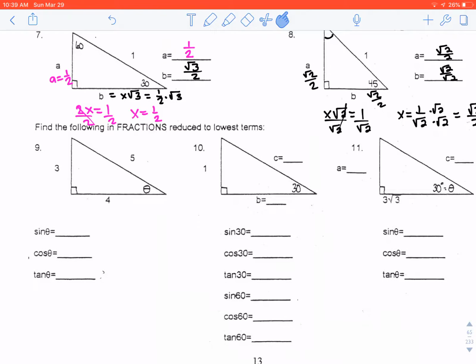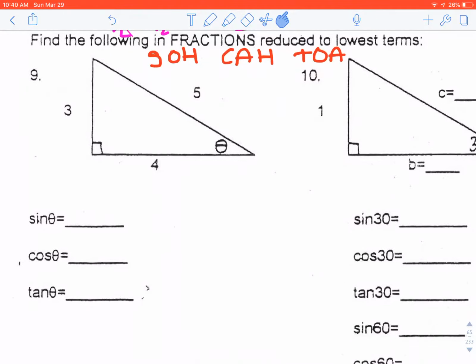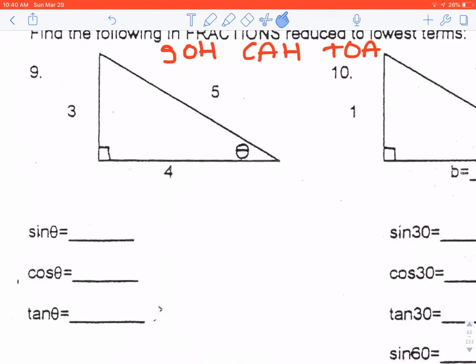The bottom 3 say find the following in fractions reduced to lowest terms. So now we're going to review SOHCAHTOA, which I know you did this in your notes. I think it was 2 pages ago. Okay, so if you need to write out SOHCAHTOA, as your review from geometry, which we're hoping you remember, please write that out and always remember to reduce your fractions as much as you can. Okay, and also in all of these, you want to make sure that you're going from your theta, which is your degree.